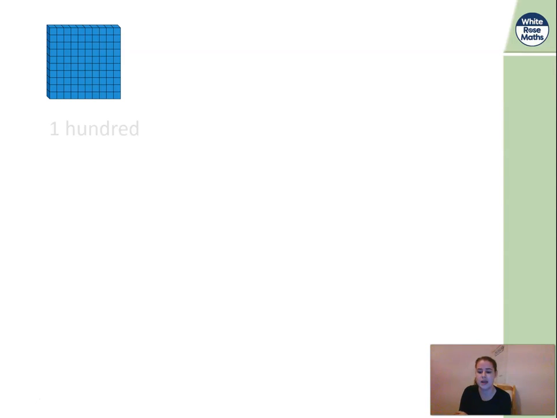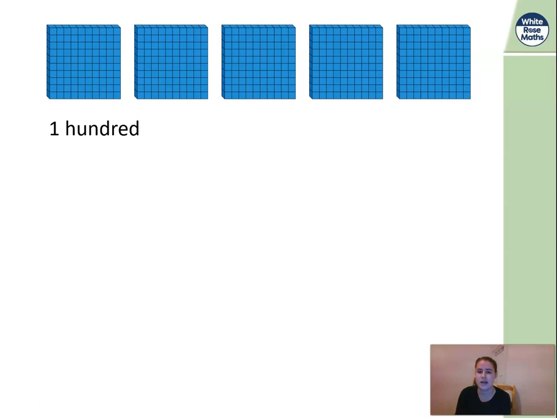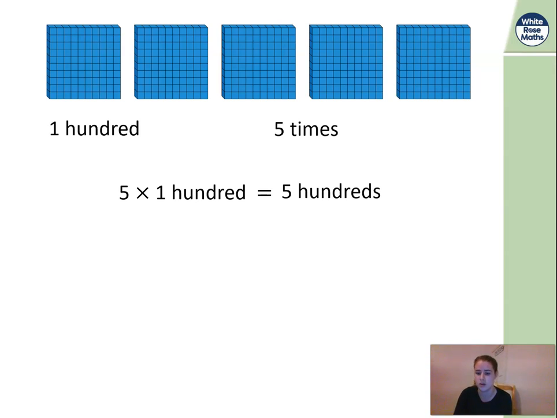Here we have 100 represented using base 10 equipment. Here we have added an additional 4 lots of 100. So we have 100 base unit 5 times. So we could write this in some different ways. First way we could write it is 5 times 100. We know 5 times 100 is 500.